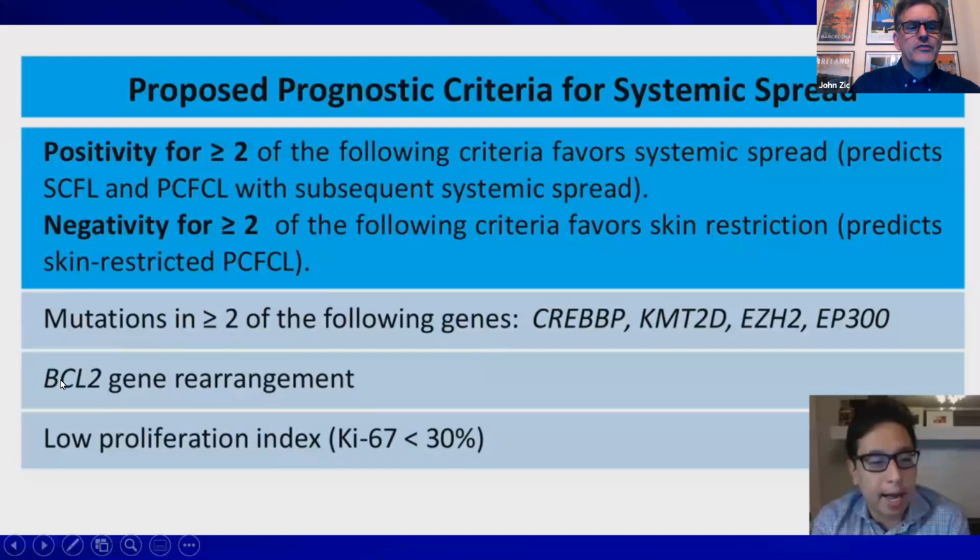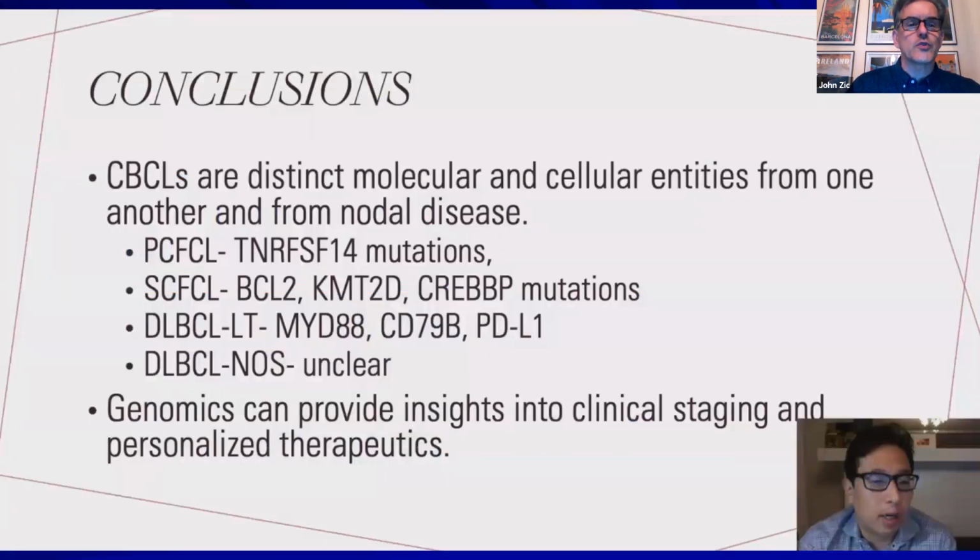And then we had mentioned briefly about BCL2 gene rearrangement. If that is present, they're more likely to have systemic spread. And then if they have something called a low proliferation index. So this is information that the pathologist should be using and clinicians in determining whether or not a patient with a cutaneous B-cell lymphoma is likely to have spread beyond the skin. And so I thought this was probably the most useful thing. And this is just a summary of Dr. Choi's talk.